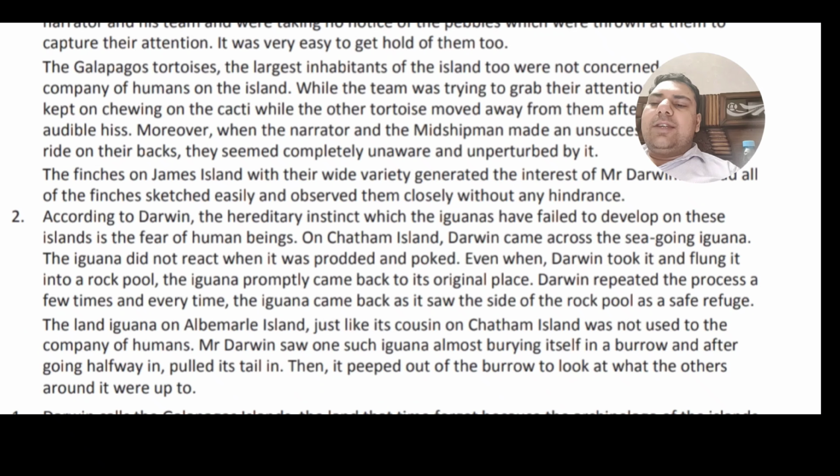The land iguana on Albemarle Island, just like its cousin on Chatham Island, was not used to the company of humans. Mr. Darwin saw one such iguana almost burying itself in a burrow, and after going halfway in, pulled its tail in. Then it peeped out of the burrow to look at what the others around it were up to.